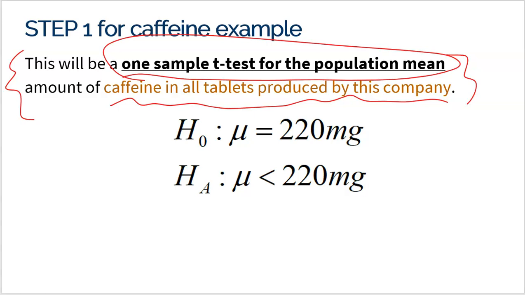All right, so my null is that true mean, right? I'm using mu here. Don't ever use X bar. X bar is just a lonely old sample. I'm saying that the true mean is 220, because that's what the problem said. That said that the tablet's supposed to have an average of 220 milligrams.